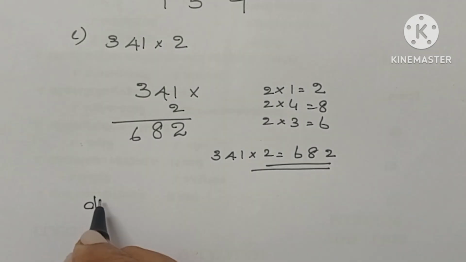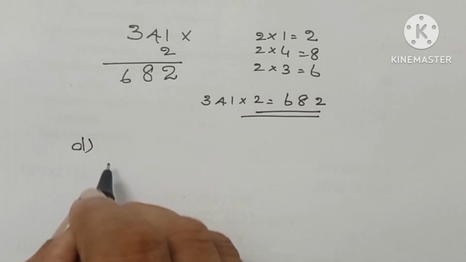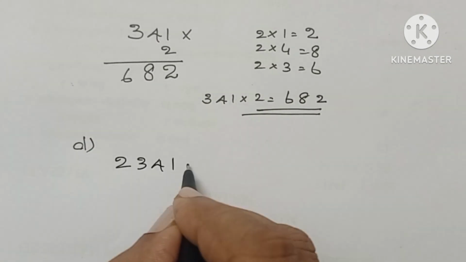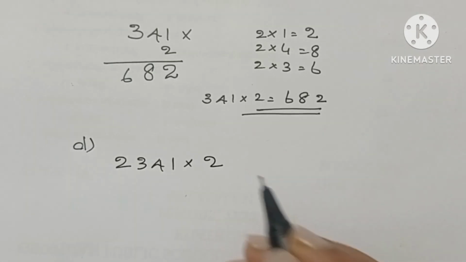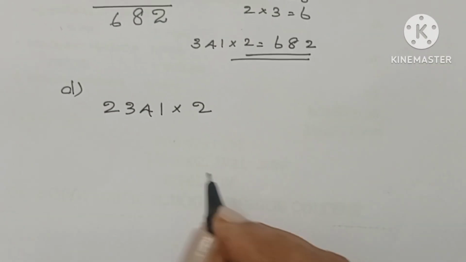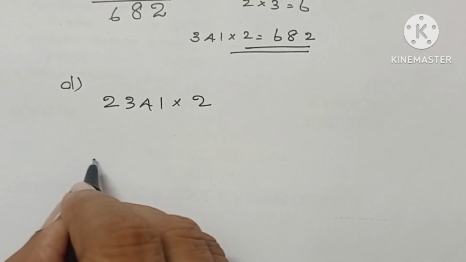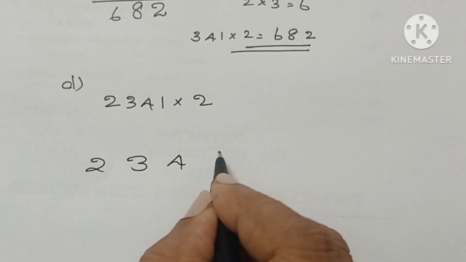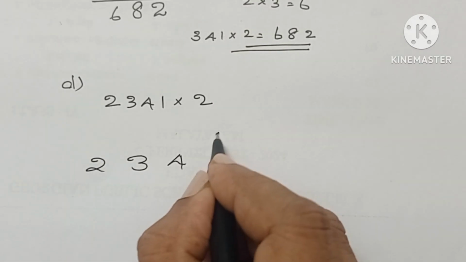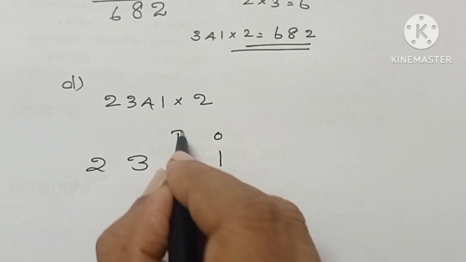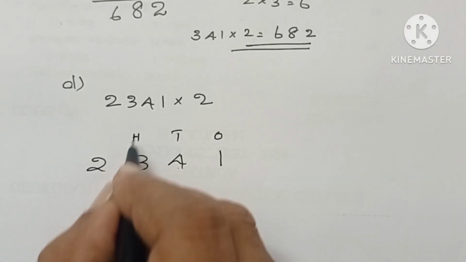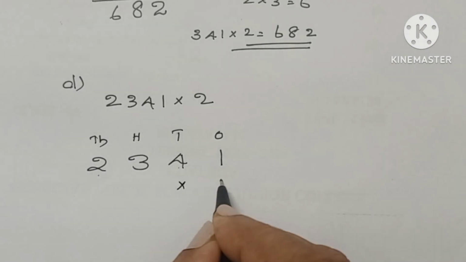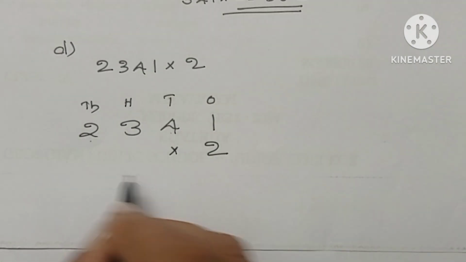Next example, 2341 into 2. It's a four digit number. 2, 3, 4, 1. 1 is in the ones place, 4 is in the tens place, 3 is in the hundred place and 2 is in the thousands place. We are multiplying by 2.